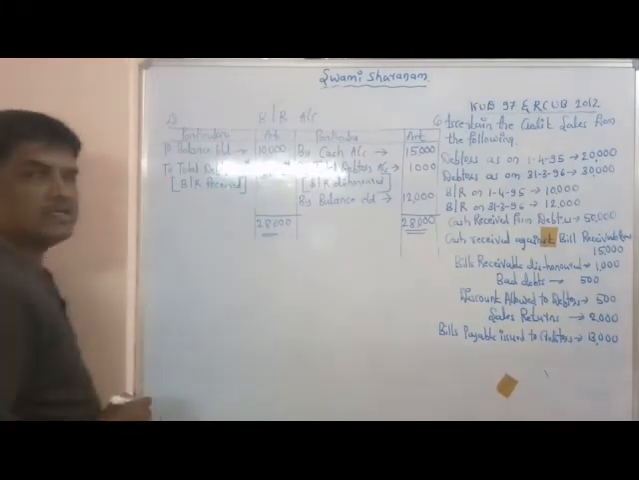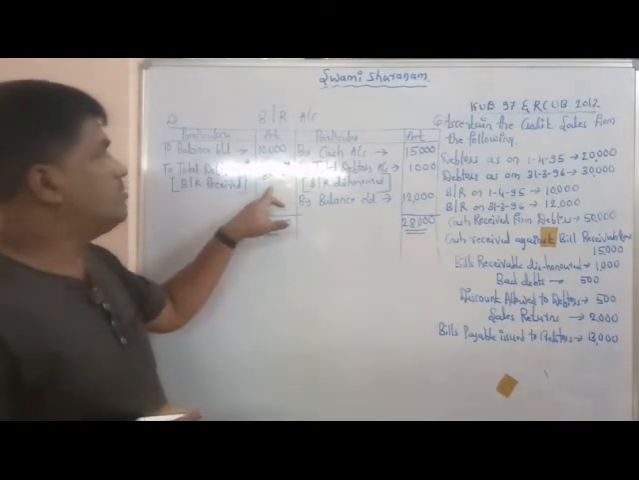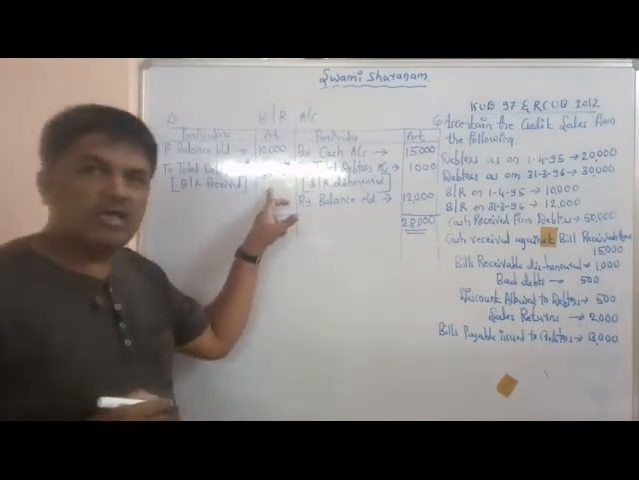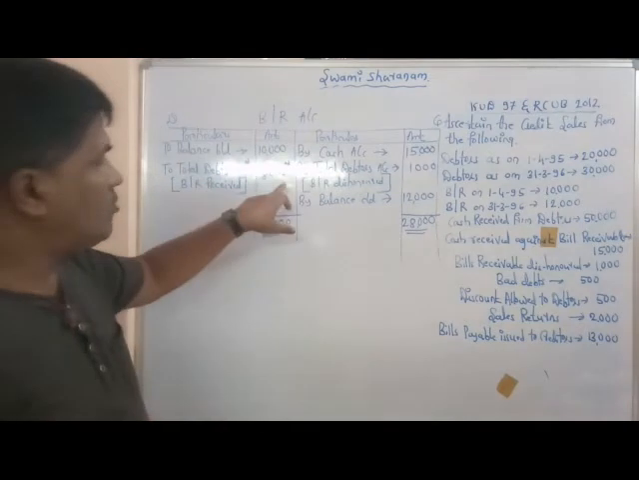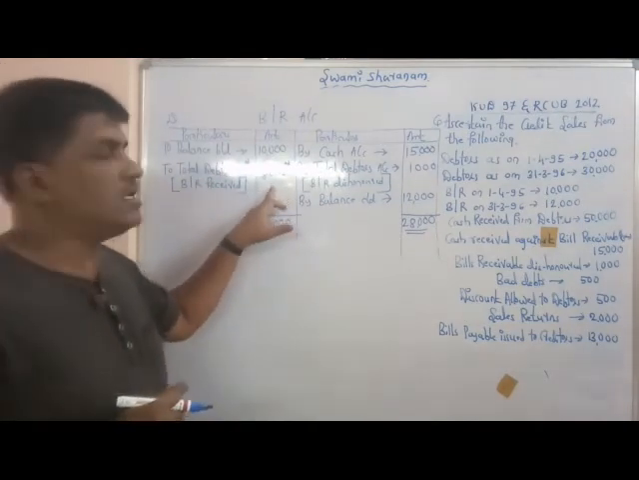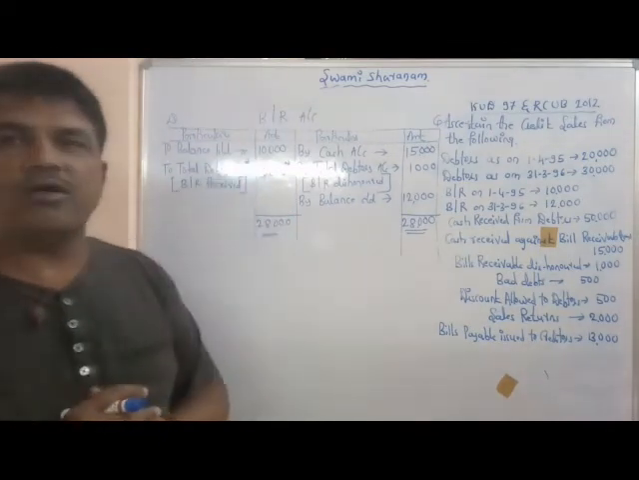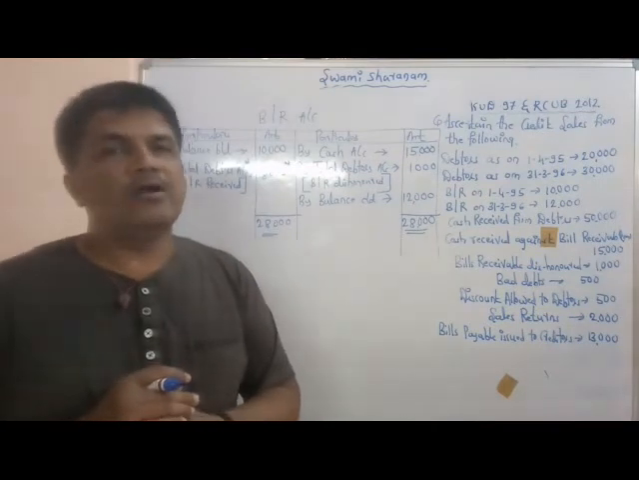BR received. So you put the asterisk mark, it is nothing but a missing item in the bills receivable account. Now we have ascertained the bills receivable received from debtors. How much is it? 18,000. So after preparing the bills receivable account, we are going to prepare the total debtors account.